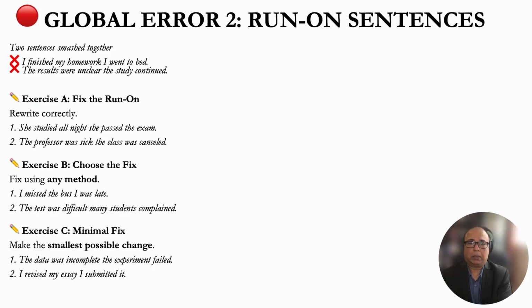serious global error is a run-on sentence. Run-on sentences, it's pretty obvious. They keep running on. They don't stop. "I finished my homework. I went to bed." "The results were unclear. The study continued." So do not make these errors in your writing. Right? Proofread. Make sure that your ideas flow smoothly.